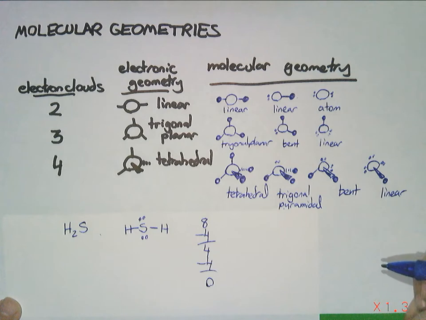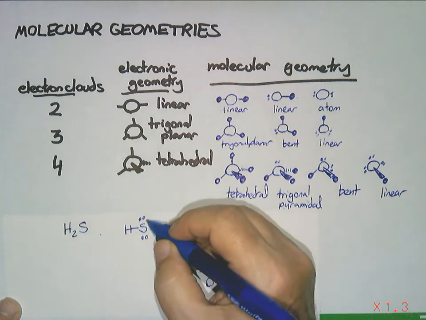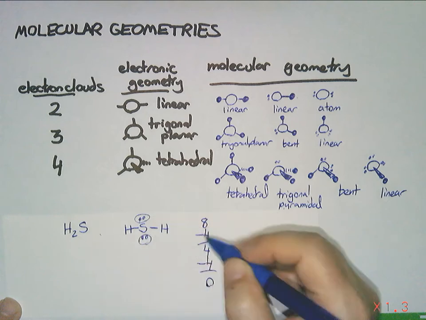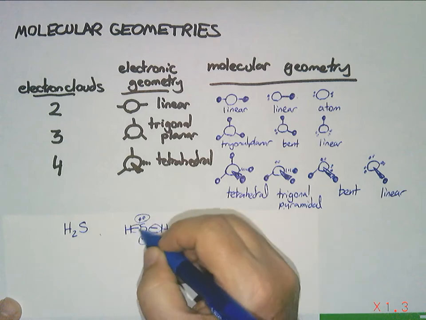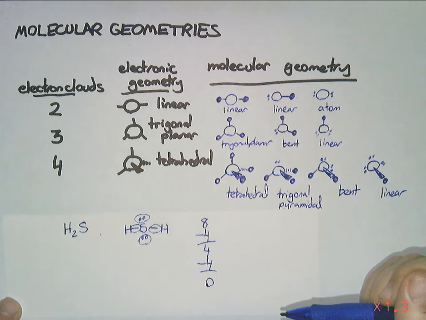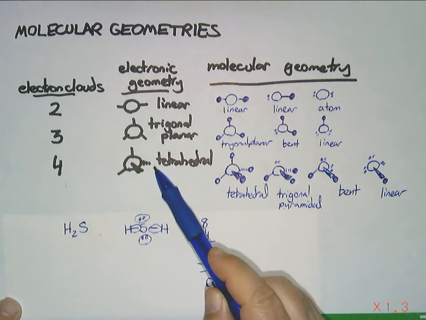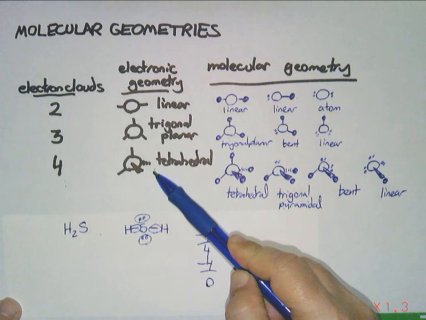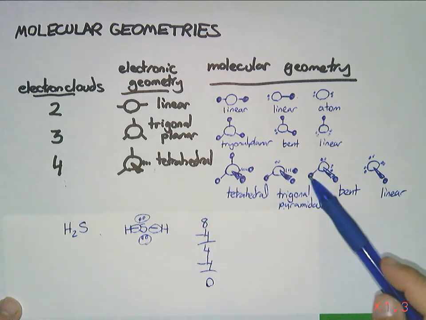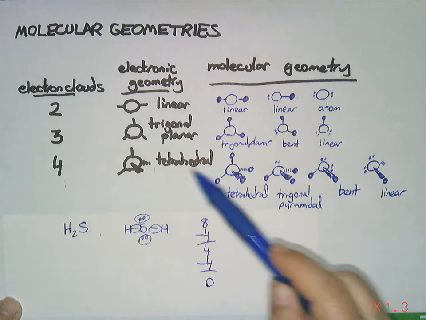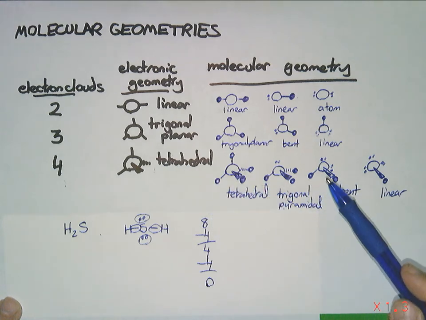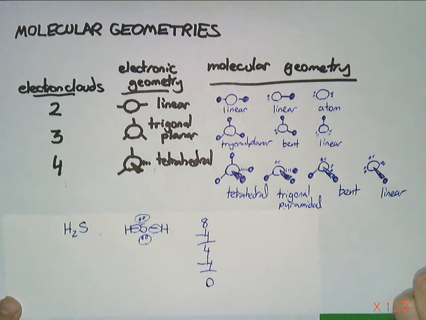Now, what's the electronic geometry? Well, I've got an electron cloud for each of the lone pairs, and I've got an electron cloud for each of the bonds. So there are 4 electron clouds there. So I would say it has a tetrahedral electronic geometry. And then what's the molecular geometry? The one with 2 lone pairs is the bent one. I'd say it has a tetrahedral electronic geometry and a bent molecular geometry. Watch out in questions on the homework when they ask you for a geometry. Are they asking for the electronic geometry or the molecular geometry? Give the right one.